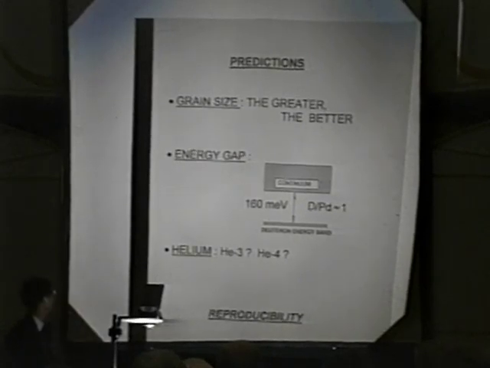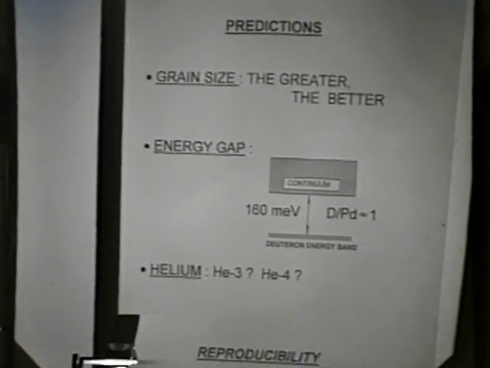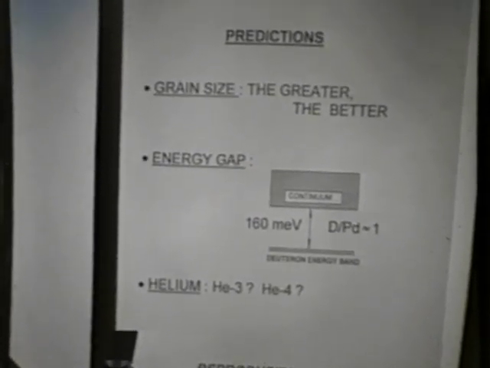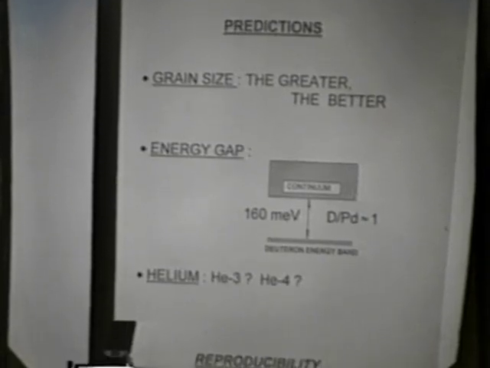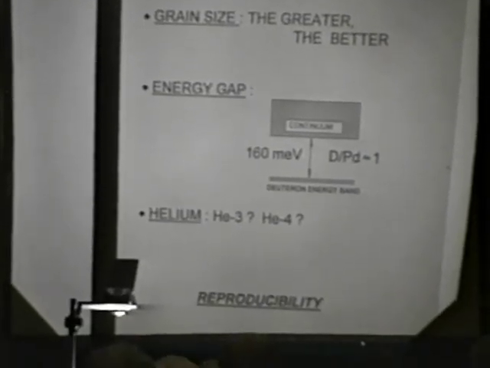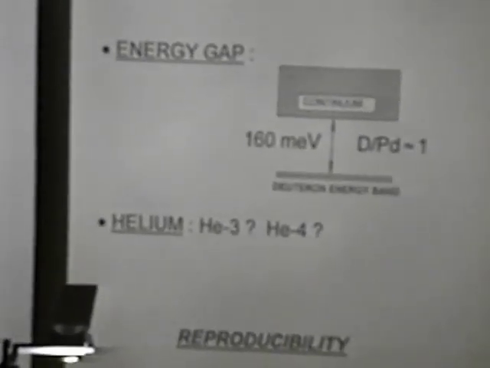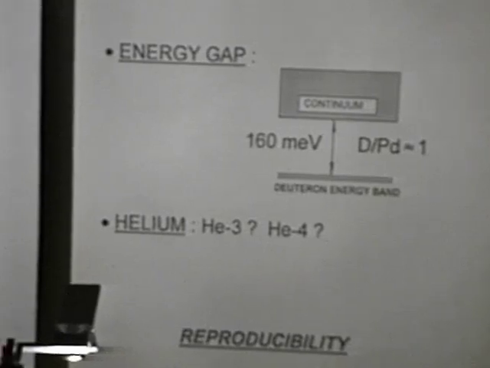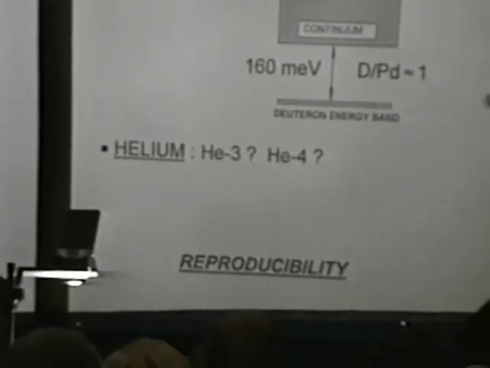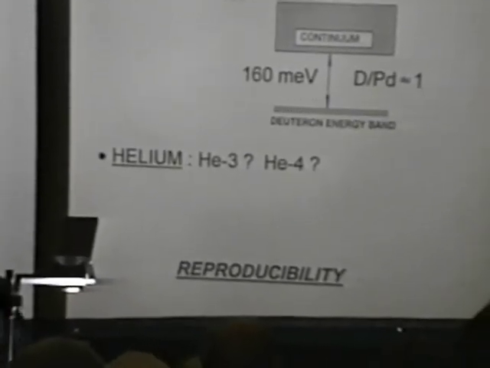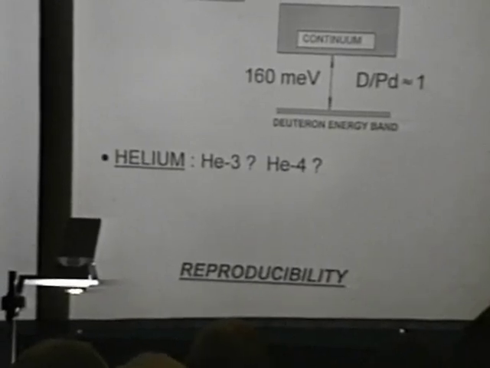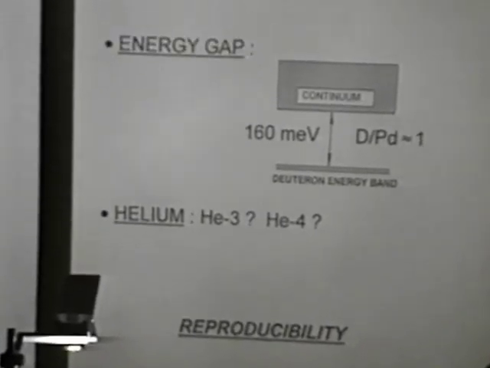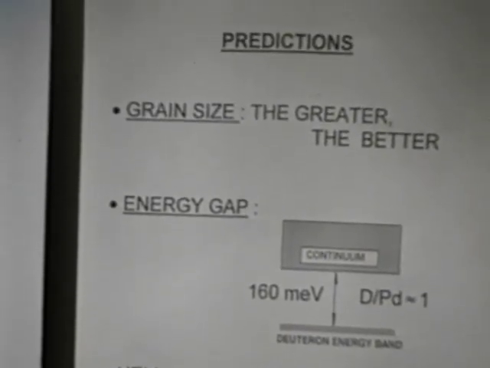We have 3 predictions. First is the grain size. The second, the energy gap in the band structure. The third, there must be helium. The grain size determines how many energy levels are in this narrow energy band. As long as you can keep the high loading, the greater the grain size, the better.